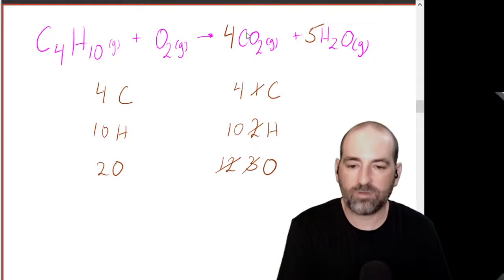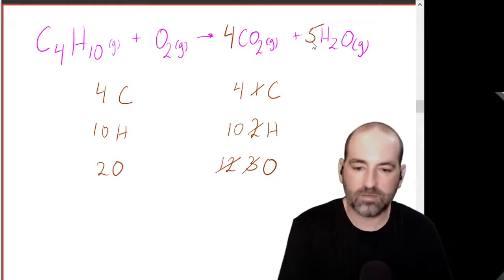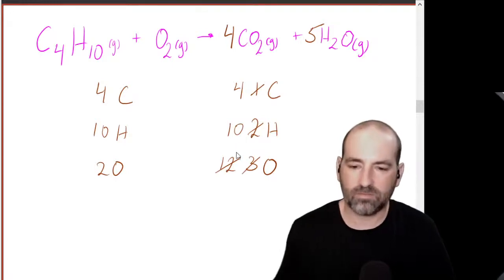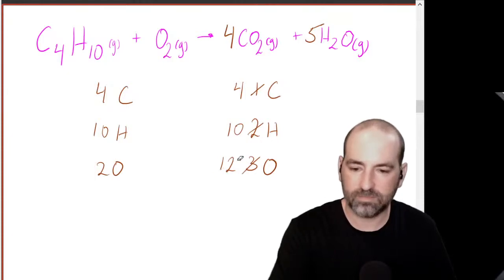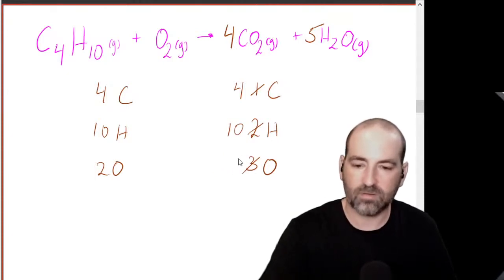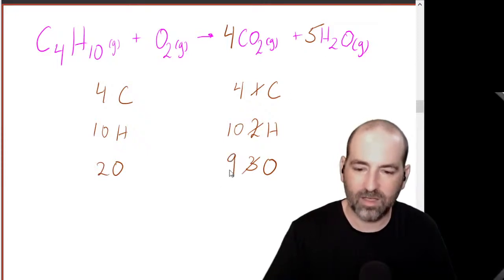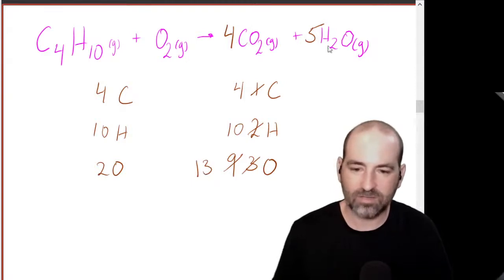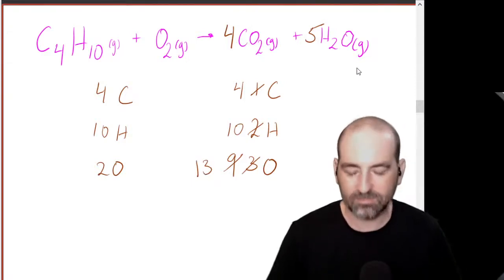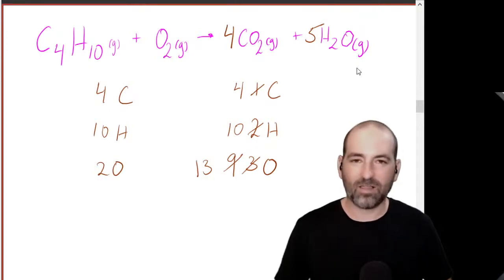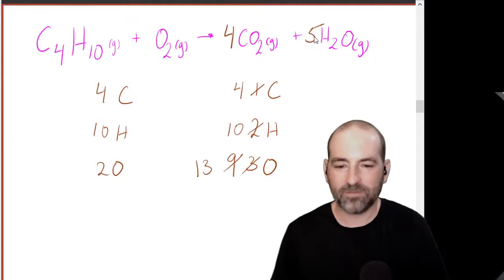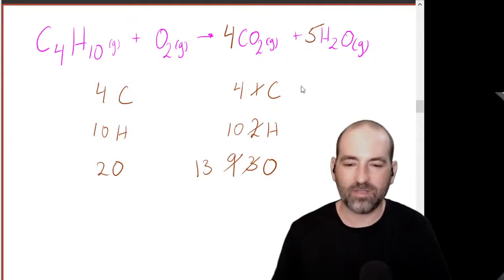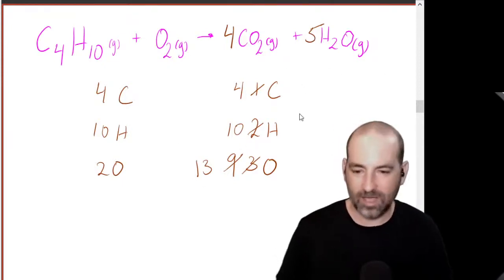So now we don't have 12, we have 8 plus, oh, we didn't have 12 before either, did we? We had 11. Or no, we had 9. Yeah, 4 times 2 is 8, plus 1 was 9. So now we don't have 9, we have 13. 8 plus 5 is 13. Okay, I'm sorry, I said a lot of wrong things. I hope that wasn't too terribly confusing. We put the 5 here, we've got 10 hydrogens and 13 oxygens total on this side.